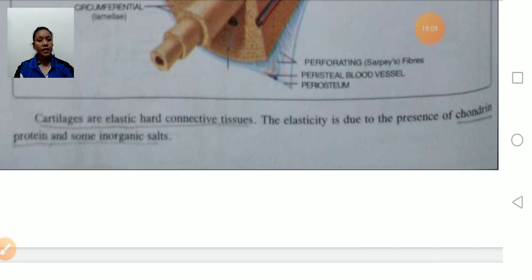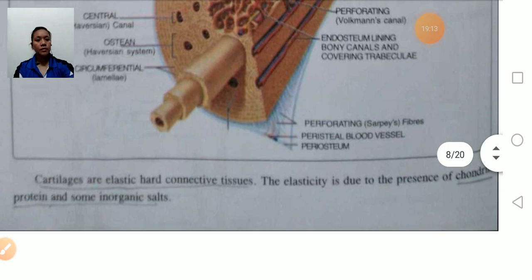Cartilage is an elastic, hard connective tissue. The elasticity of cartilage is due to the presence of chondrin proteins and some inorganic salts.